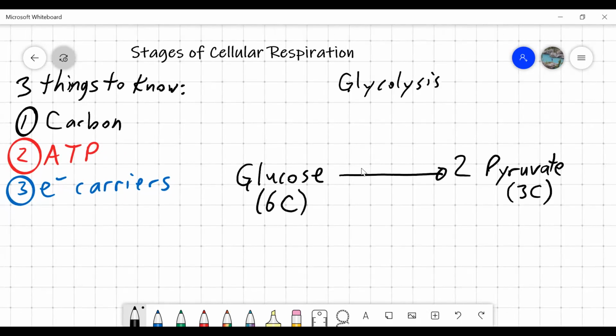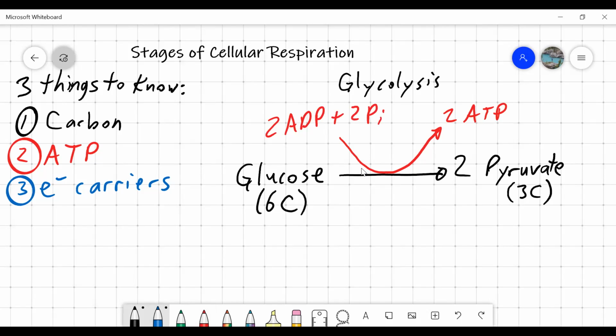Now, there are a few other things to know about glycolysis. Like I said, we want to follow all these different molecules. So number 2 is, of course, ATP. So in glycolysis, we're going to make 2 ATP. So I'm going to just draw an arrow like this. We're going to make 2 ATP. Now, in order to make ATP, you need the ingredients of ATP. So that means you need 2 ADP plus 2 inorganic phosphate.